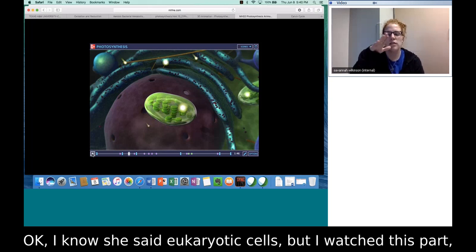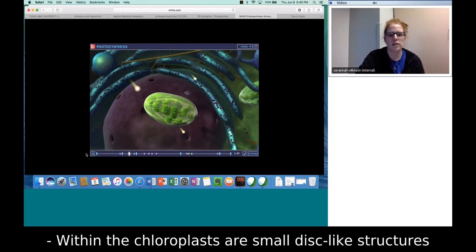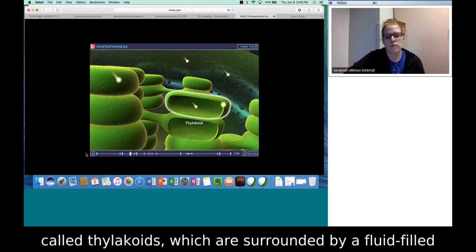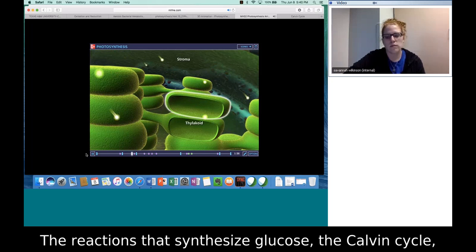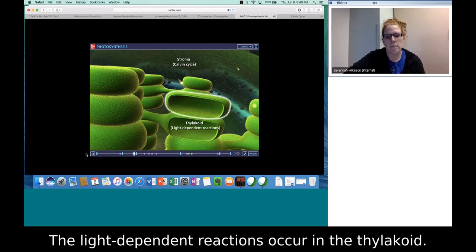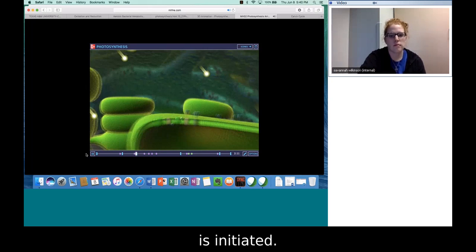Okay, I know she said eukaryotic cells, but I've watched this part, and this does apply here for micro. Within the chloroplast are small disc-like structures called thylakoids, which are surrounded by a fluid-filled space called the stroma. The reactions that synthesize glucose, the Calvin cycle, occur in the stroma. The light-dependent reactions occur in the thylakoid. It is here that conversion of light energy to chemical energy is initiated.